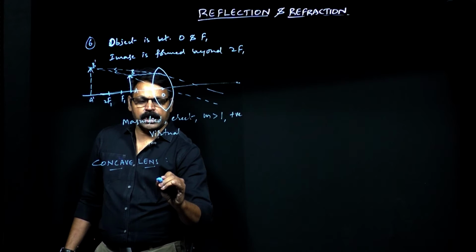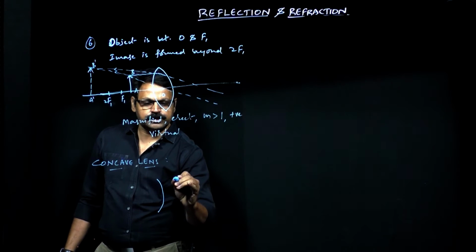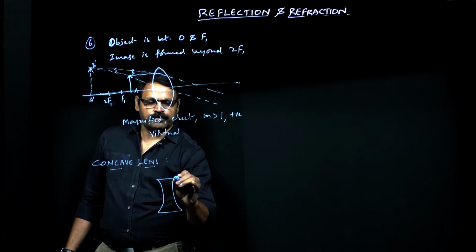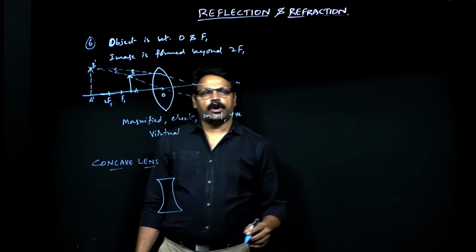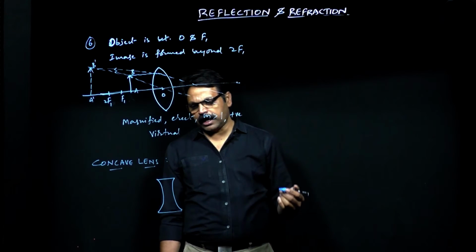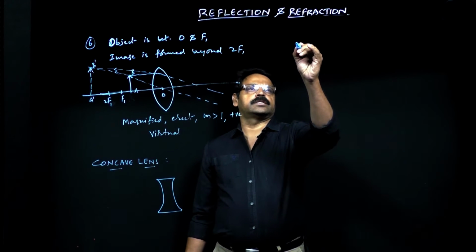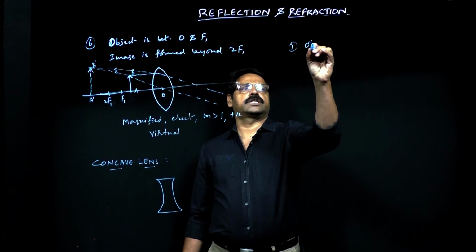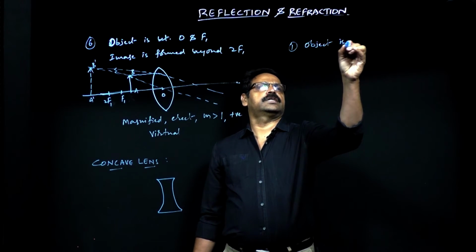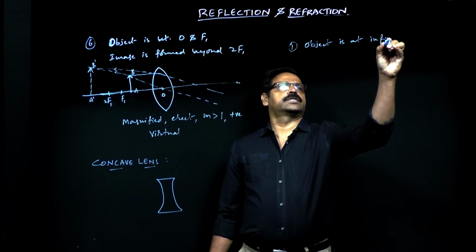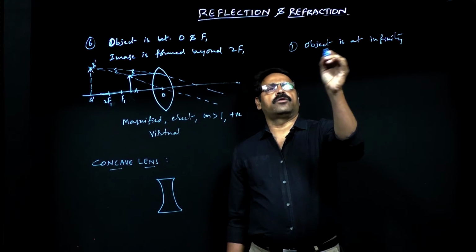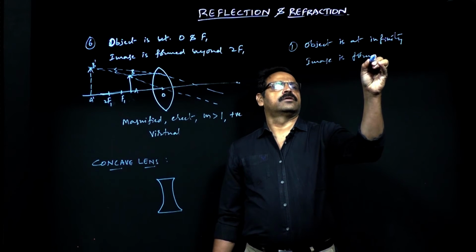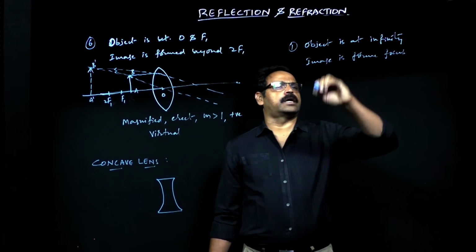So when I think of the concave lens, this is the shape of the concave lens. And now how does the image formation take place, we have to look at. Here in this case, the very first case I look at is when the object is at infinity. Object is at infinity. Then how is the image formed? The image is formed at the focus on the same side. That is the thing here.